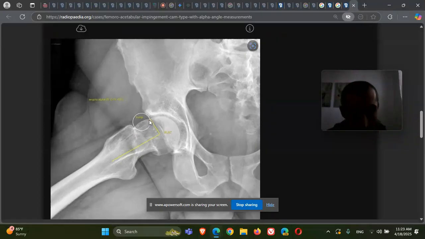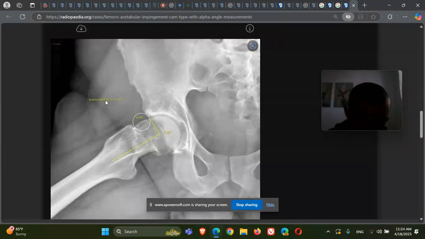You take a line from the start of the bump, the start of the cam deformity, and you take a line from the center of the femur. You connect those two lines and calculate this angle. This is called the alpha angle, this angle right over here.